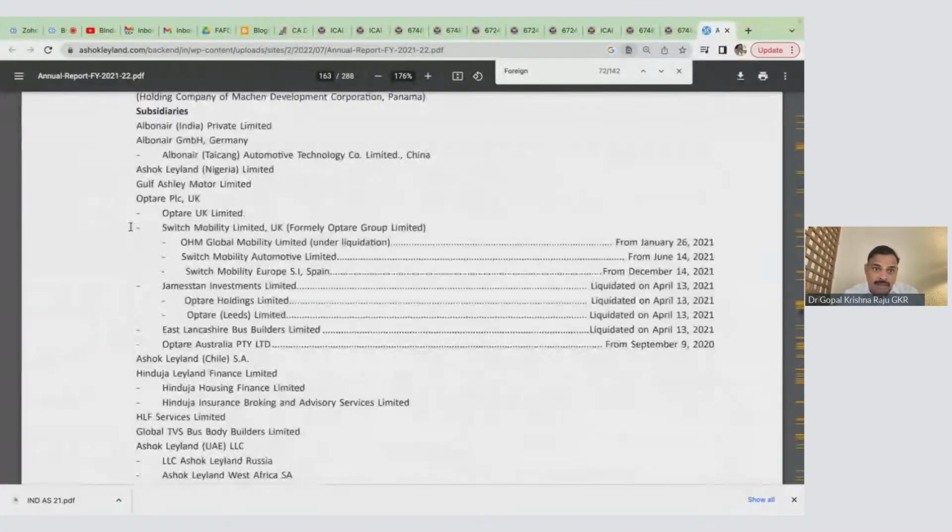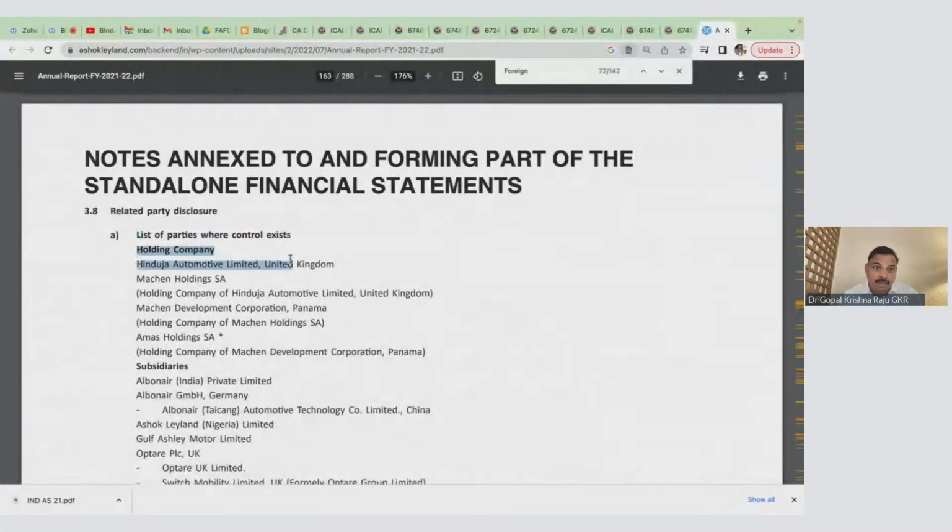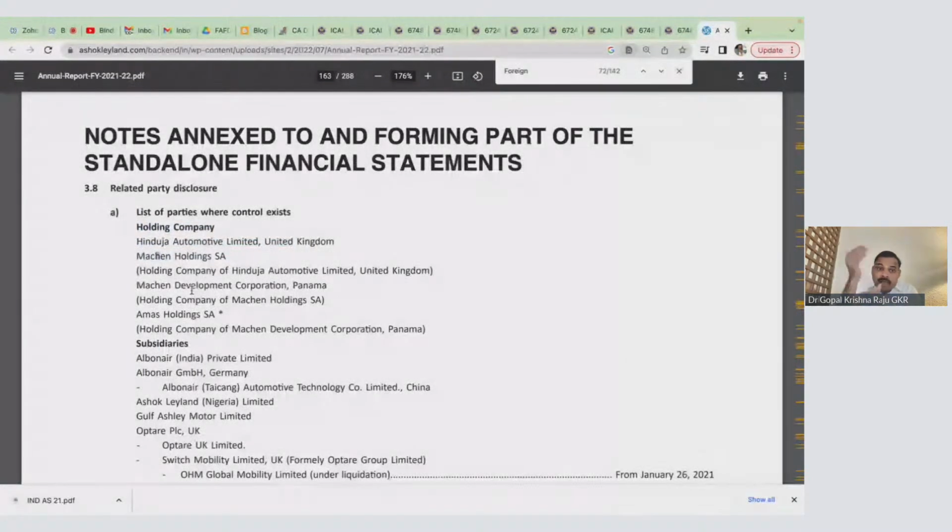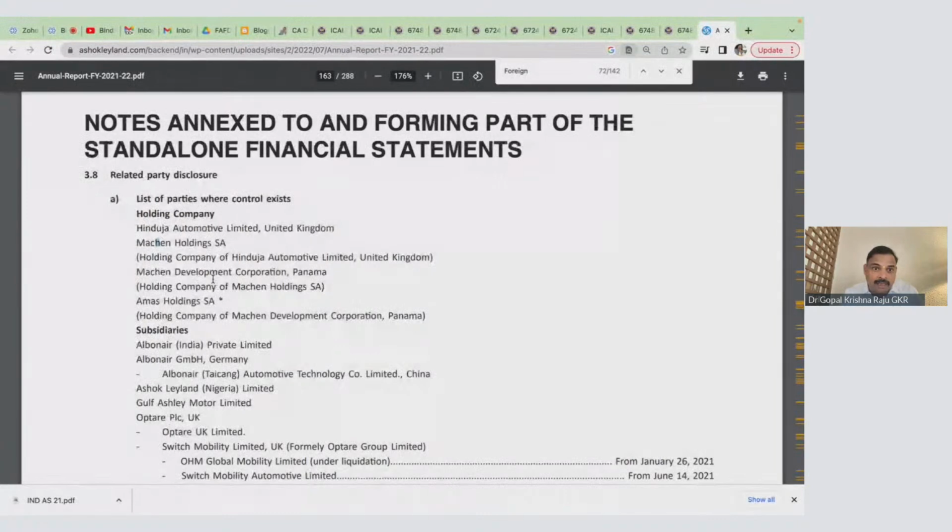Now, please come to this. List of related party. Holding company. Please look at who is Ashok Leyland's holding company. Ashok Leyland's holding company is Hinduja Automotive, and Mason Holdings is the holding company of Hinduja Automotive, and Mason Development is the holding company of Mason Holdings, and Amas Holding is the holding company of Mason Development. So it is tier 1, tier 2. So above Ashok Leyland, you have Hinduja Automotive. Above Hinduja Automotive, you have Mason Holding. Above Mason Holding, you have Mason Development. Above Mason Development, you have Amas Holding. See how many tiers on top of it. So you have to tell all those things. They are all your related party.